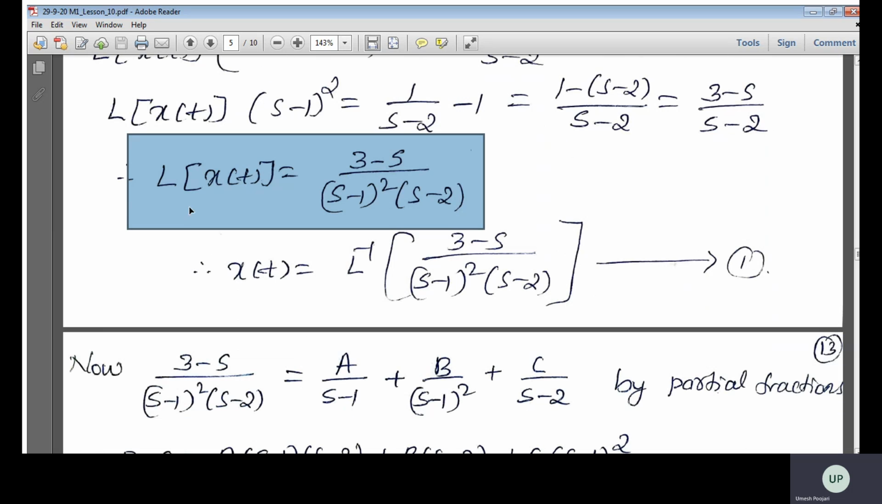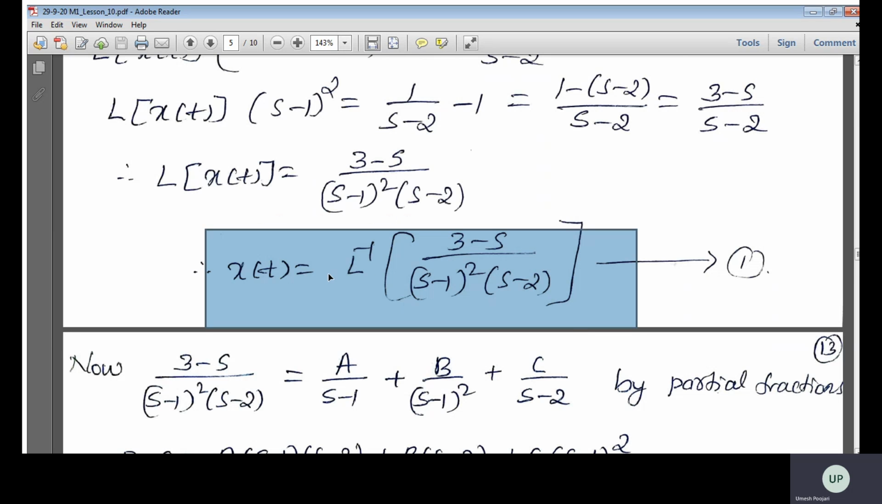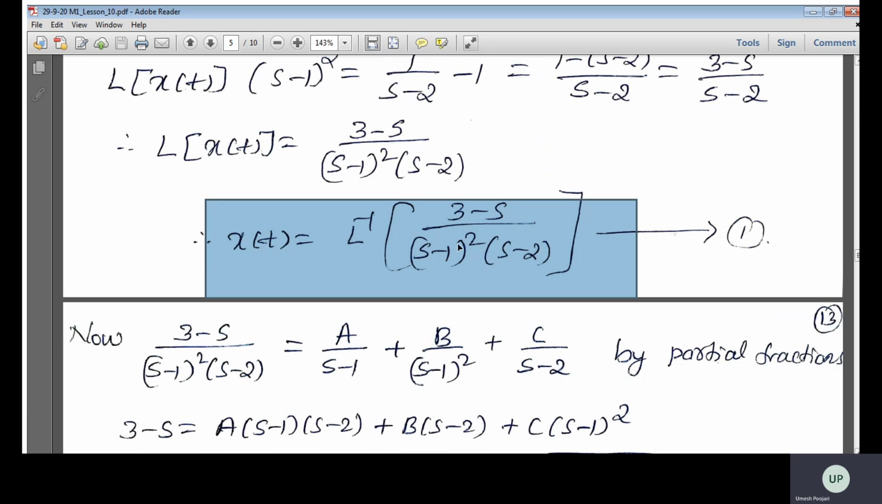So what we need to do? Taking inverse Laplace transform, then we get equation 1. x of t equal to L inverse of 3 minus s divided by (s minus 1) whole square into (s minus 2). Now again, same thing we have discussed in the last class. If you have these type of terms, how to solve and which method to adopt. So you can see here in the denominator there are two terms and one product which consists of two terms, one is (s minus 1) whole square, second one is s minus 2.